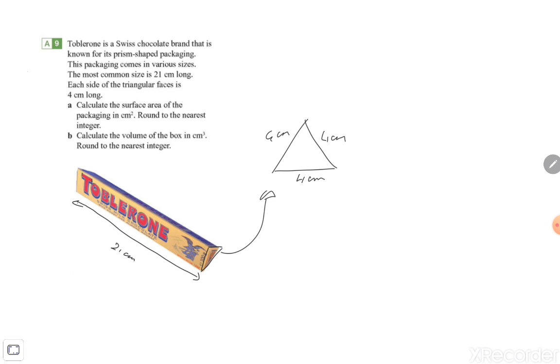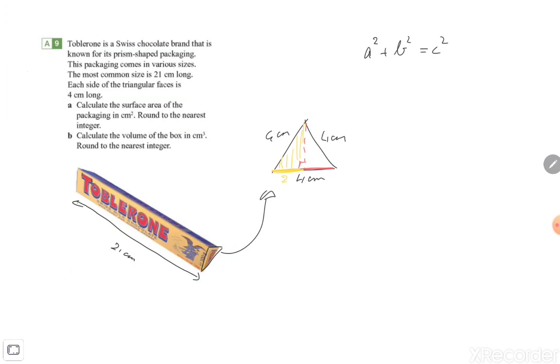To calculate the triangle we need to do a half times the base times the matching height. But we have no idea what the matching height is, so we need to use the Pythagorean theorem before we start calculating the area. The Pythagorean theorem is a squared plus b squared is equal to c squared. If we look at one triangle, then this side is 2 centimeters, just a half of 4.